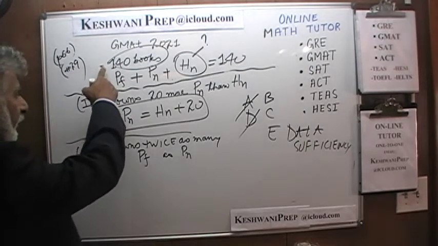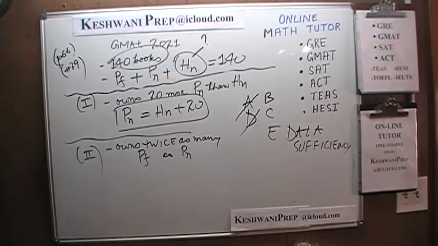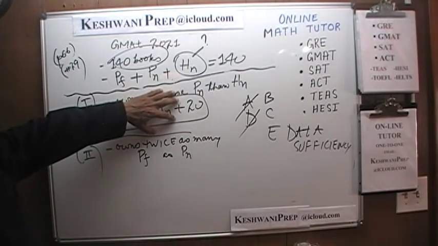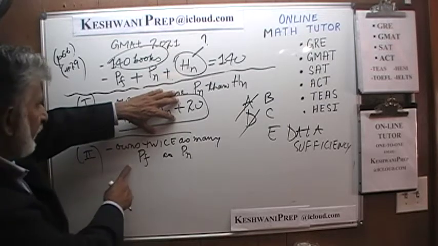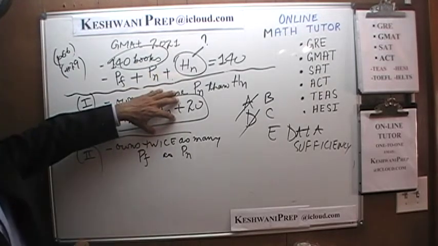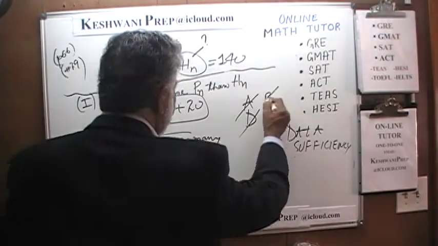We already have one equation, we have a second equation. So now when we are working on the second statement, we cannot look at the first statement. We have to look at the second statement by itself. And by doing so, we have one equation here, another equation here, we have two equations, three unknowns, we cannot do it. The second statement by itself is also not sufficient.